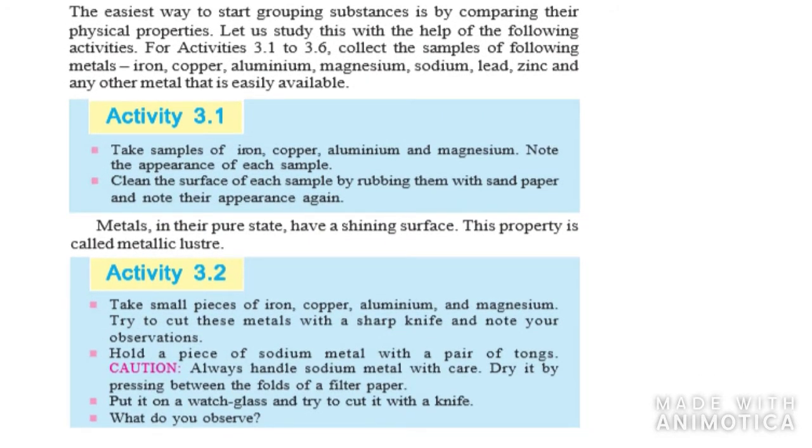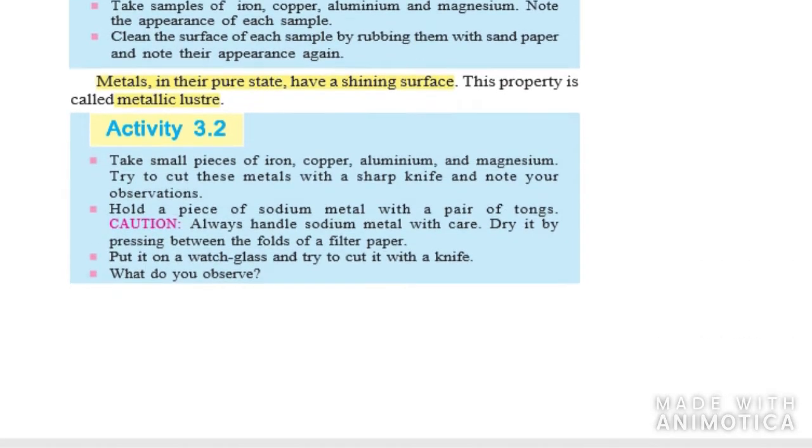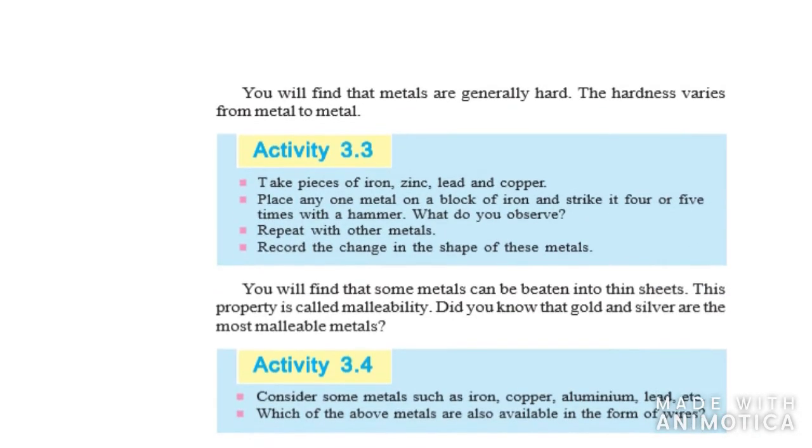First of all, written in this book is: metals in their pure state have a shining surface. You can mark this part, and this shining part is known as metallic luster. Therefore, there is a property named metallic, or you can say lustrous. So mark this point in your NCERT. Now moving on to the next.